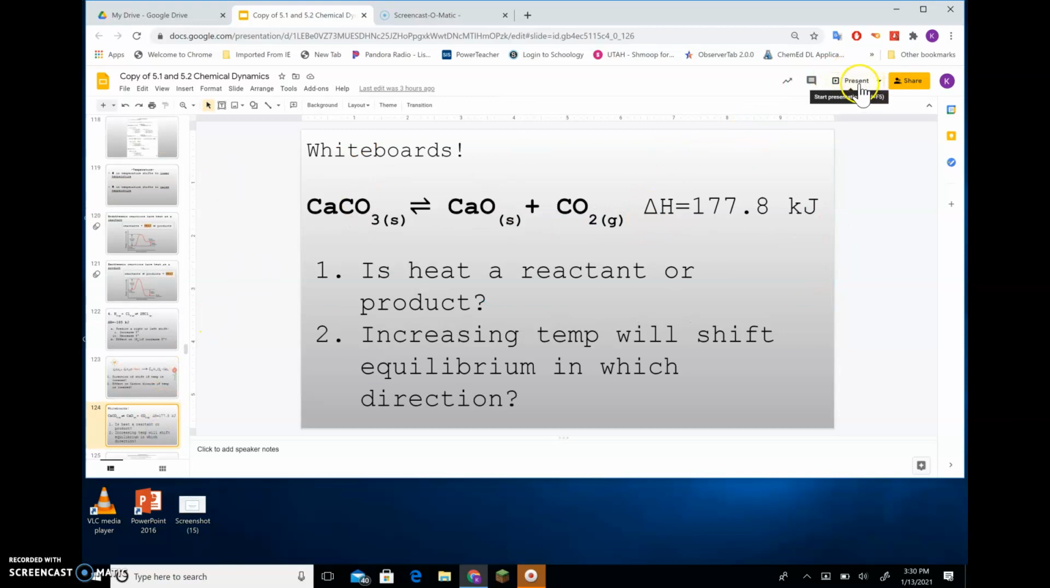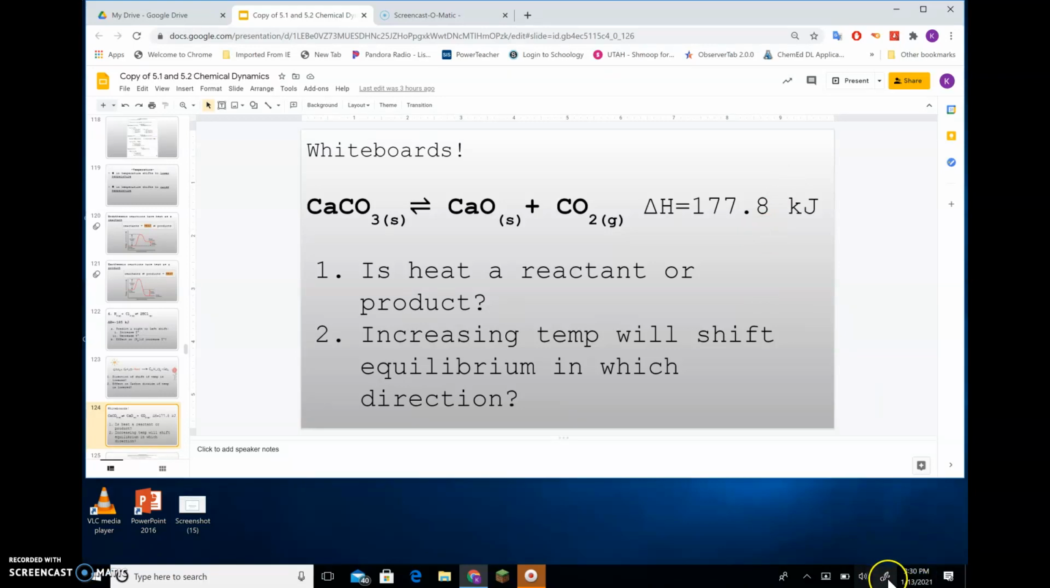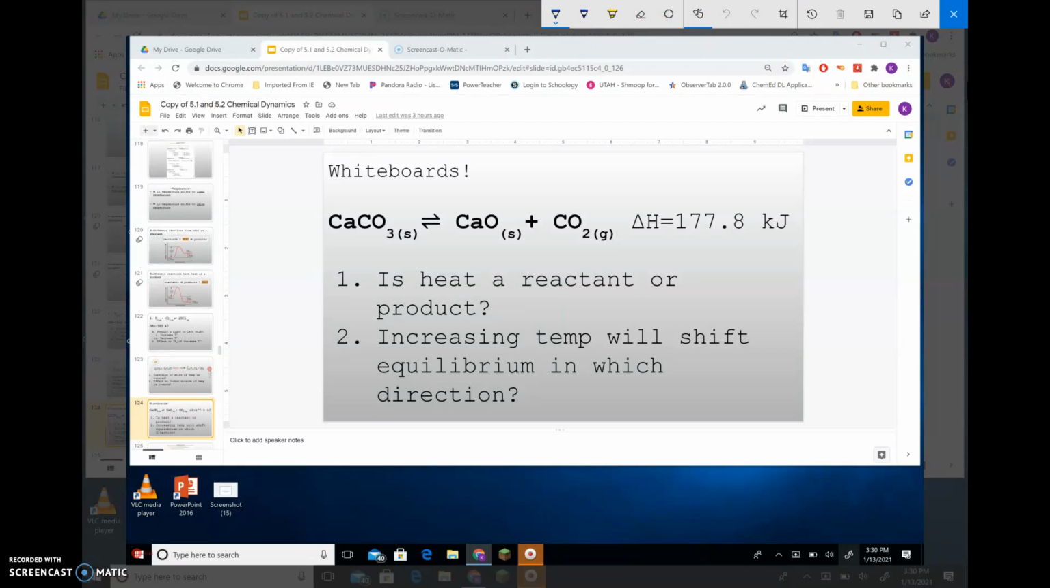Okay, here's our whiteboards here. So on this one, let me try something. My little marker wasn't working. Okay, coming back to my marker, here we go. Okay, on this one, it tells us that we're dealing with heat, but we don't have heat in the reaction. So look at your delta H. This is positive. Remember, positive means endothermic. So I'm going to write in heat on this reactant side to help me remember that it's on that reactant side. Okay, so first of all, is heat a reactant or a product? It's going to be a reactant because the delta H is positive.